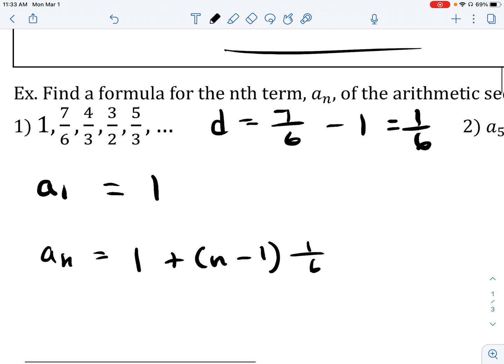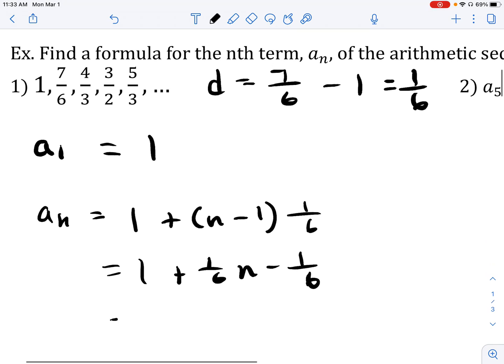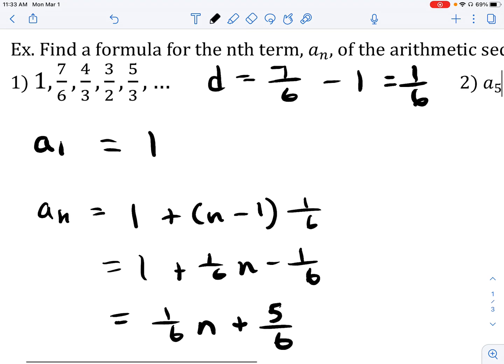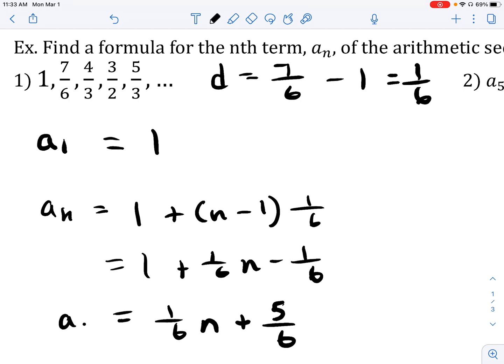And let's simplify this here. We've got 1 plus 1/6 times n minus 1. So if I distribute that 1/6, that just gives me 1/6 n plus 5/6. Let me just change that. Right? And so this is my a sub n.